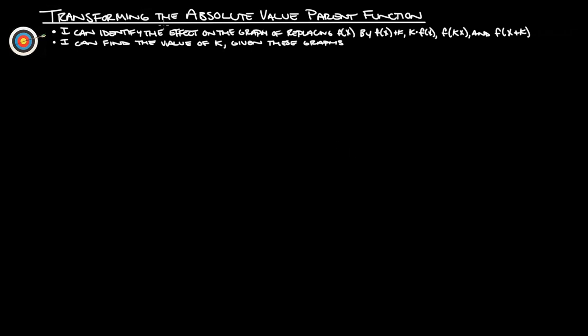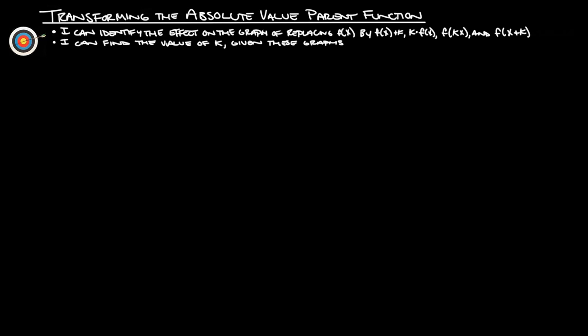I'm going to take you through the notes on transforming the absolute value parent function. At the end of this, you should be able to say, I can identify the effect on the graph of replacing f of x by f of x plus k, k times f of x, f of k times x, and f of x plus k, so k being a variable. And then also you should be able to say, I can find the value of k given these graphs.